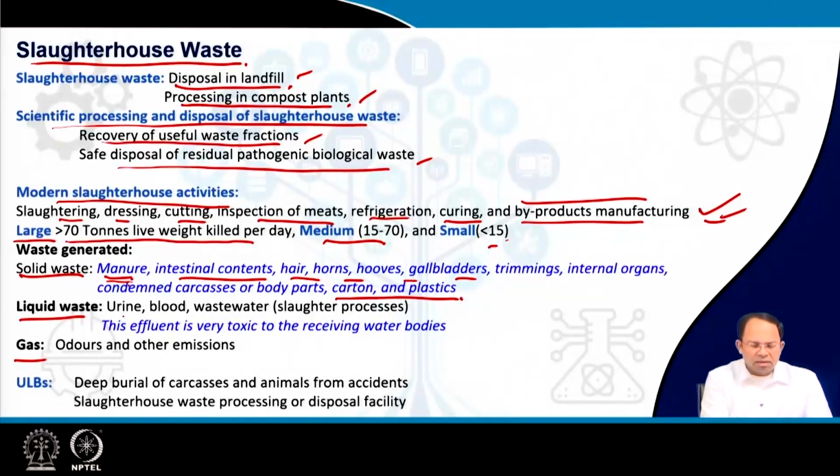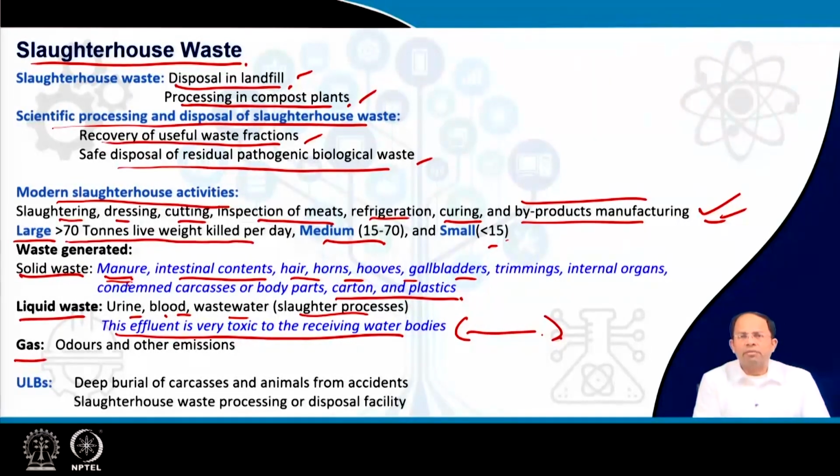Then liquid waste is urine, blood, wastewater. Wastewater is utilized in the different slaughterhouse processes. But blood is there because of the culling, and urine and other waste materials also, because these are animals. This effluent all gets mixed together. If we don't process it, this effluent is very toxic to be received directly by water bodies. So we need to have some amount of effluent treatment for this kind of waste.